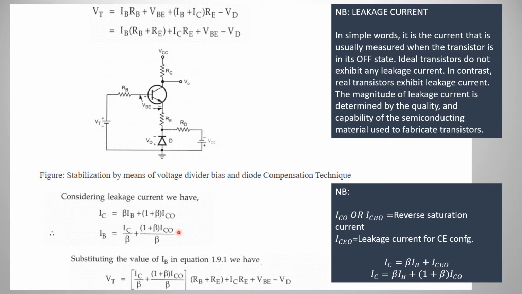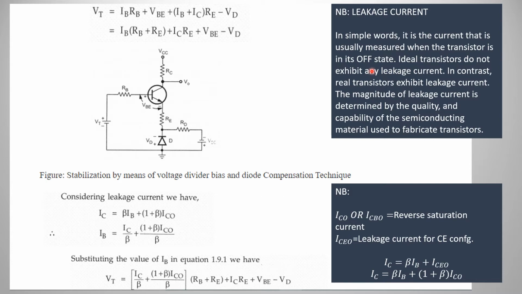Now let's consider the leakage current. Leakage current is ICEO since it's a common emitter configuration. Before we move further into the derivation, what really is a leakage current? In simple words, it is the current that is usually measured when the transistor is in its off state. We have two kinds of transistors. Obviously, ideal transistors, which are non-existent, but for defining purposes we take them, and we know that they exhibit zero leakage current. But real transistors exhibit some kind of leakage current.